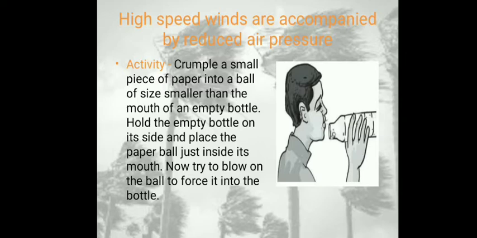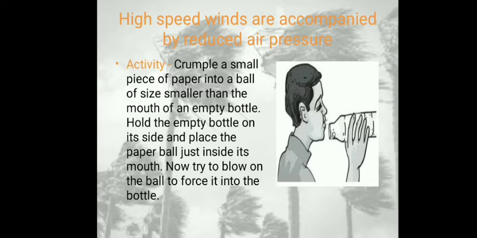As you can see here, a bottle is taken, an empty bottle. There is nothing inside the bottle except air, and this bottle is held near the mouth, as you can see this boy is holding this bottle. And then we crumple a small piece of paper, make a small paper ball and keep it at the mouth of the bottle, just like it is kept here. So in this position, this boy is blowing air inside the bottle, trying so that this paper ball will go inside the bottle.